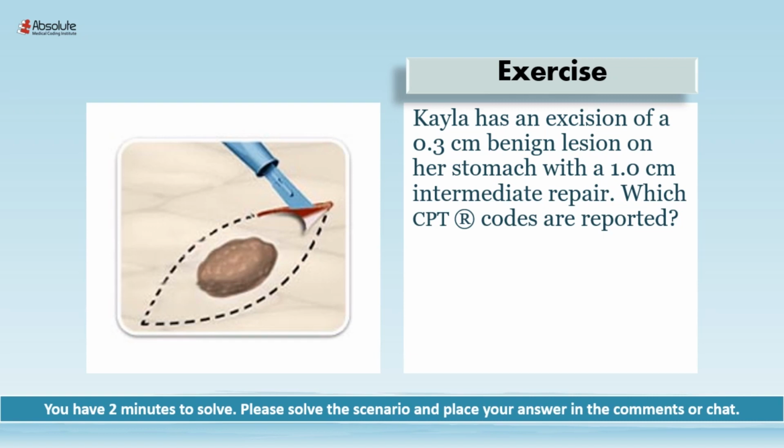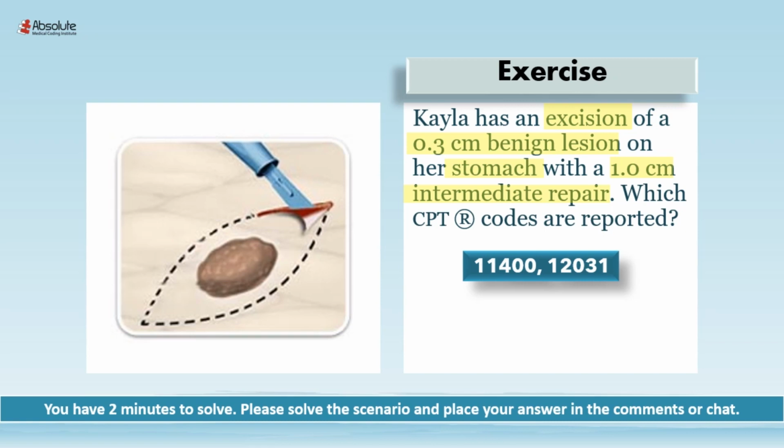All right, everyone, do you have your answers? Type them in the chat and let's see what's going on here. So this patient has an excision of a 0.3 centimeter benign lesion on her stomach and a 1.0 centimeter intermediate repair. So it looks like there's two different things going on. We have an excision and we have a repair. So if I look at these codes, it looks like I'm going to get 11400 and 12031.